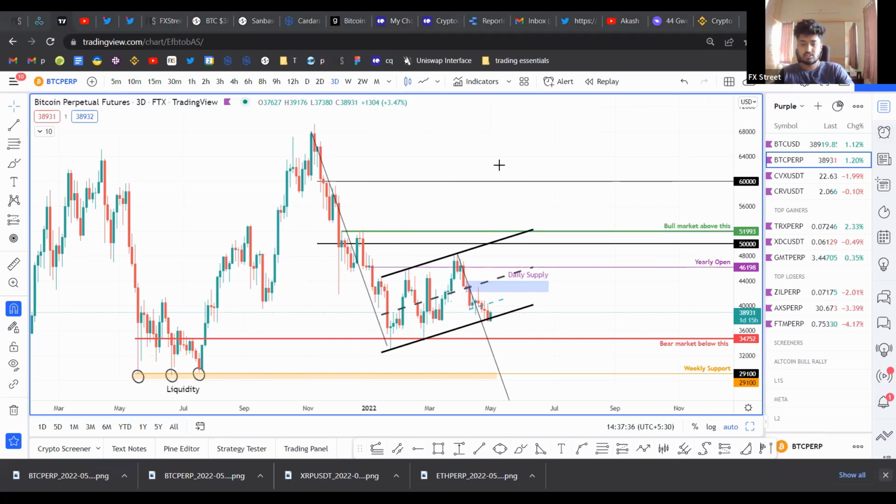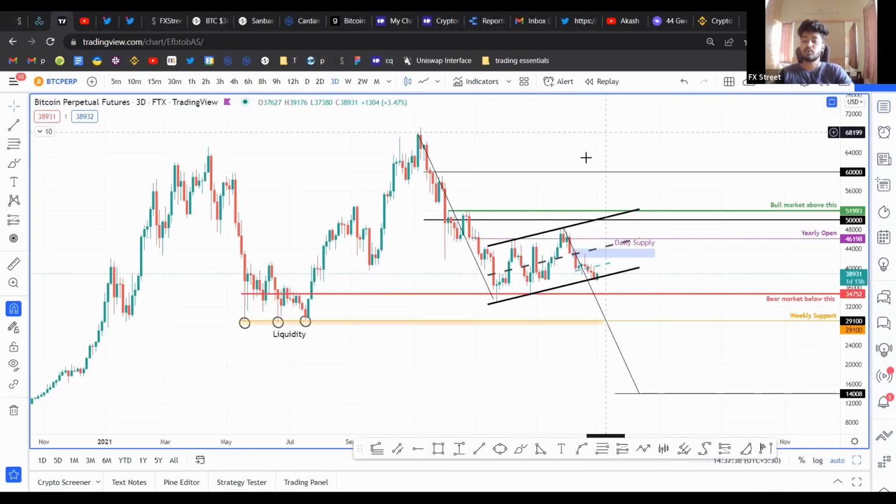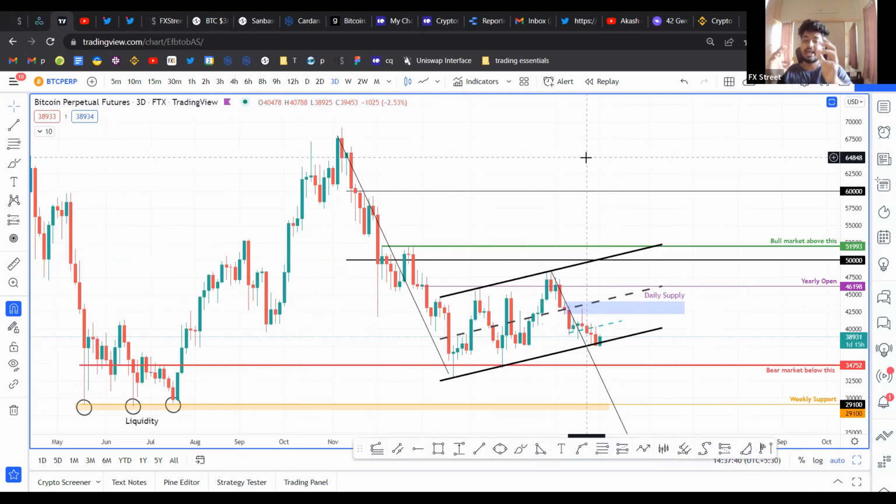In this session of analysis, what we're going to be doing is taking a look at Bitcoin and the three possible outcomes, and try to justify which one is more plausible, compare and contrast between the three outcomes.